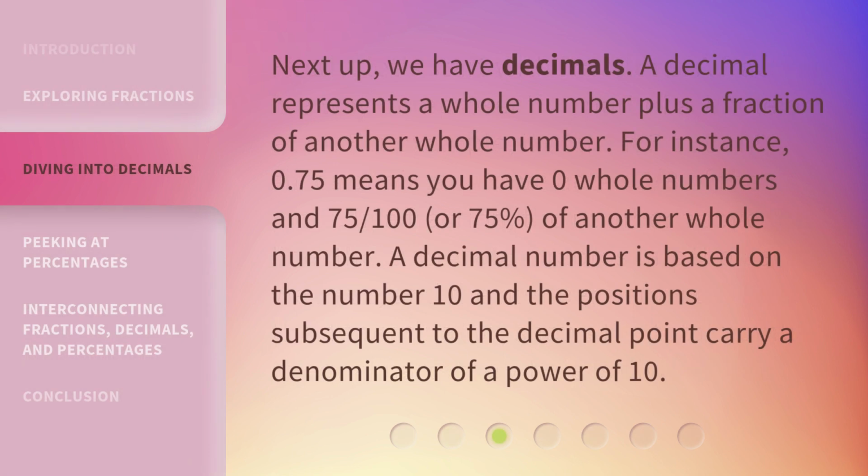Next up, we have decimals. A decimal represents a whole number plus a fraction of another whole number. For instance, 0.75 means you have 0 whole numbers and 75 100ths, or 75%, of another whole number. A decimal number is based on the number 10, and the positions subsequent to the decimal point carry a denominator of a power of 10.